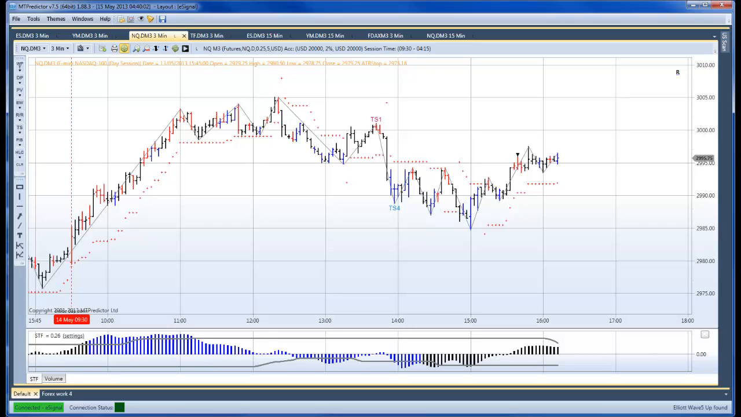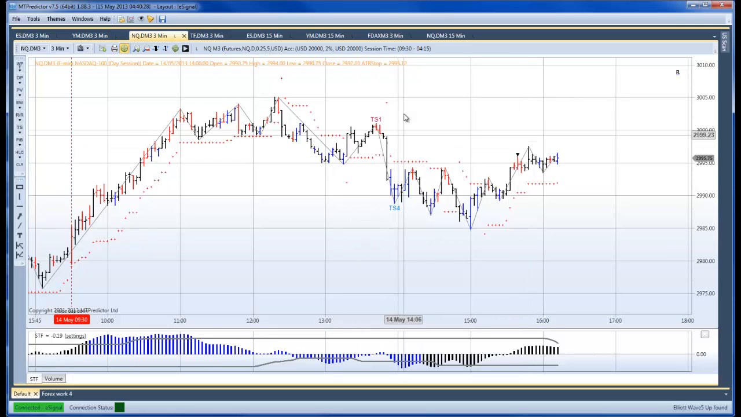In today's video I'd like to look at an advanced setup for the more experienced MTPredictor users on the NQ that unfolded yesterday, May the 14th. This is a 3-minute chart of the NQ, and you can see we have some automatic MTPredictor setups here. The STF is blue at this stage, therefore standard traders will want to be going for this long trade, and there would have been another trade a bit later in the day here.